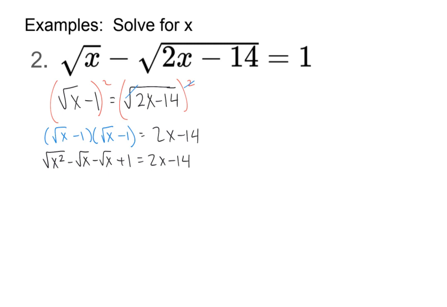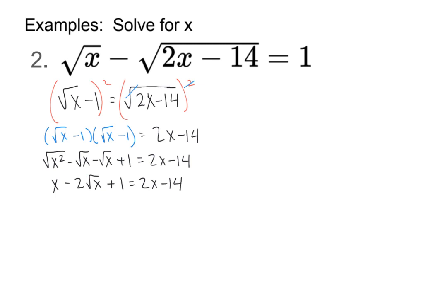So let's see what we can do here. The square root of x squared is just a regular x. And here I've got negative 2 root x's. I could combine those like terms. So you see, squaring both sides got rid of a lot of the roots, but I still have this little root that's causing me problems.